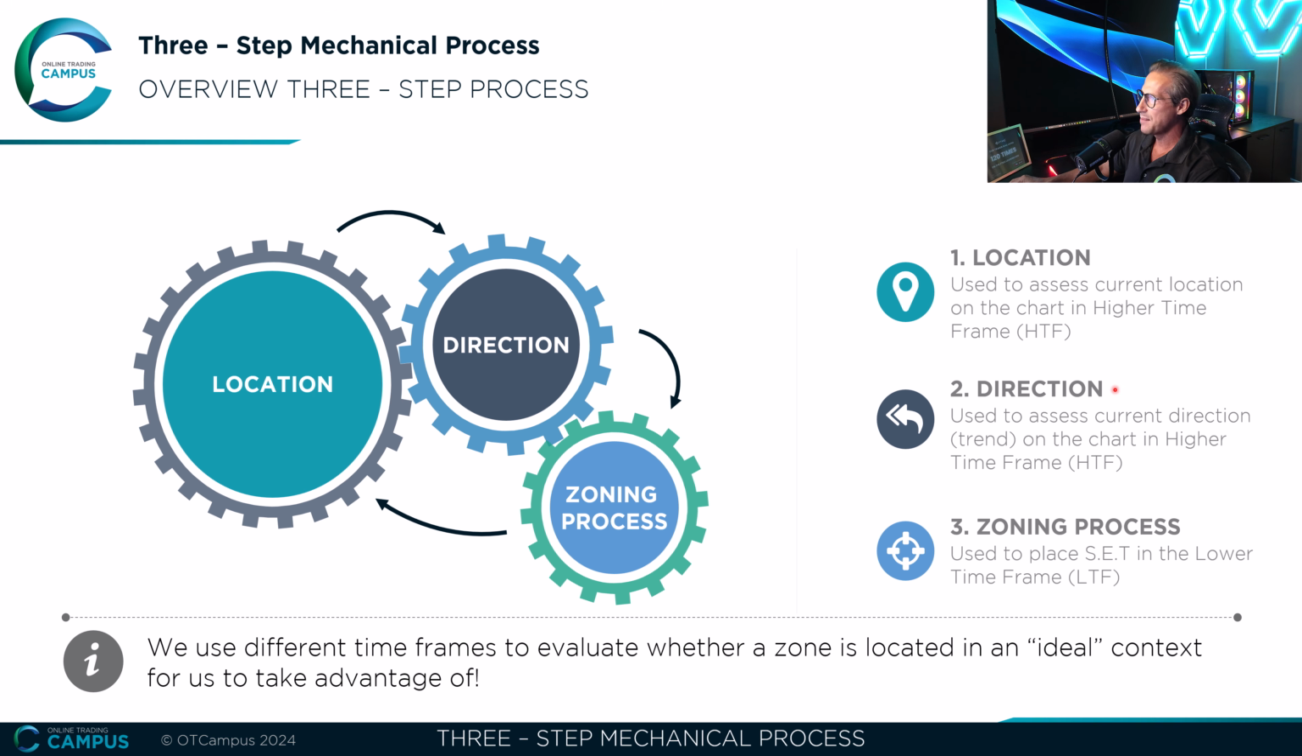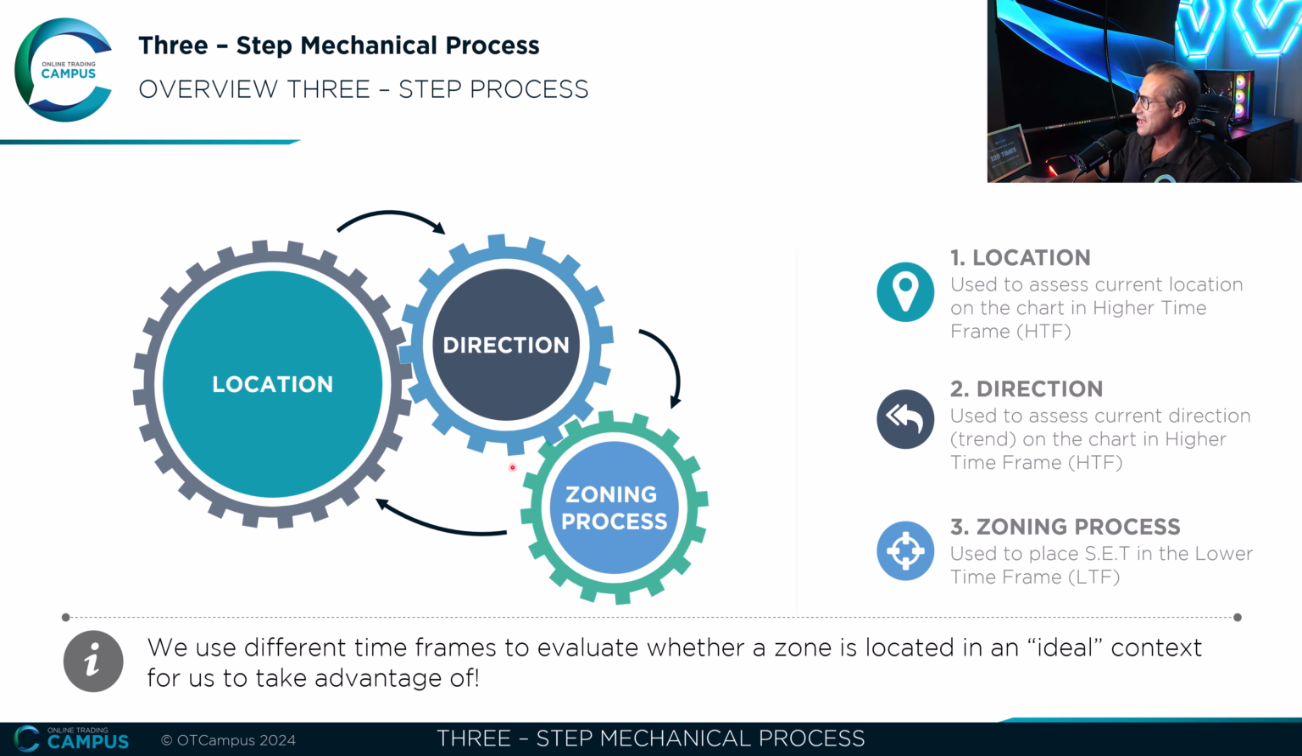The second step of the three-step process is direction. And direction is used to assess the current direction. In other words, you could call it simply the trend on the chart, also in the HTF, higher time frame.